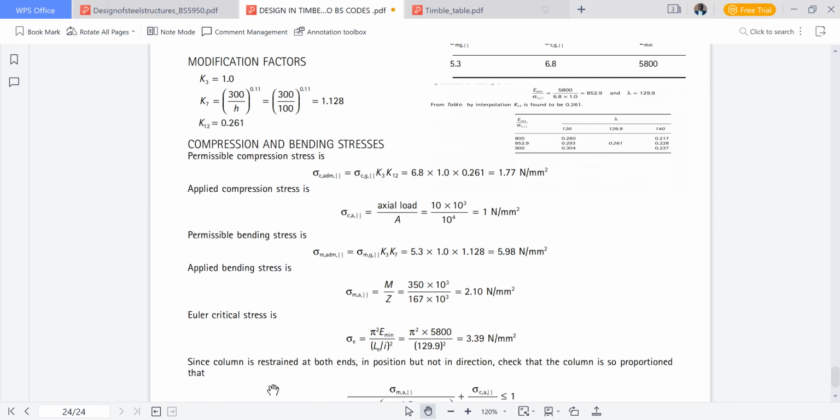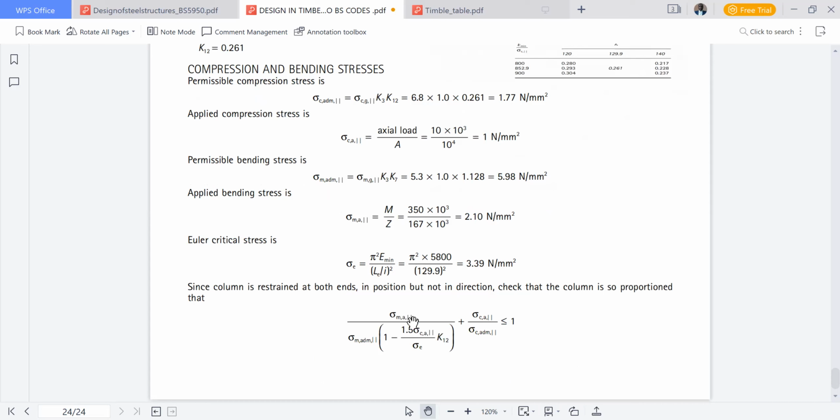Now, we have been told that the column is restrained at both ends in position but not in direction. So we have to check the column such that we substitute where we have applied moment. Sigma m,a,par is the applied moment parallel to the grain. Then sigma m,adm,par is the permissible bending stress parallel to the grain, multiplied by 1 minus 1.5 times the applied compression stress parallel to the grain divided by the Euler critical stress multiplied by the value of K12. Then you add the applied compression stress parallel to the grain divided by the permissible compression stress parallel to the grain. This value should be either equal or less than 1. Anything above 1, it means the test has failed.